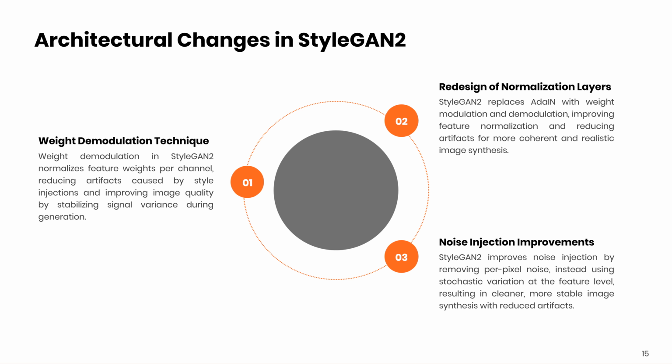The result is not only crisper textures and fewer late-stage artifacts, but also more predictable behavior as we adjust style intensities. In short, weight modulation tunes the signal path and demodulation tames it, keeping feature maps coherent across the model's depth. Second, the redesigned normalization layers and the shift to feature-level noise.